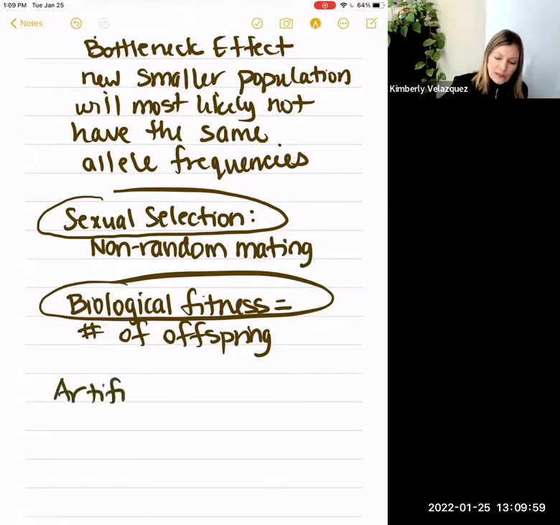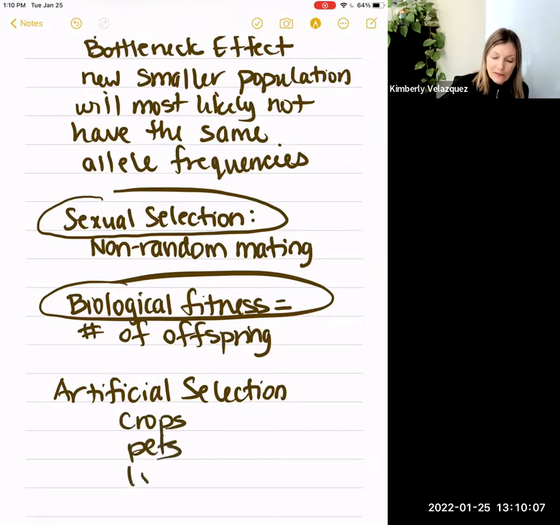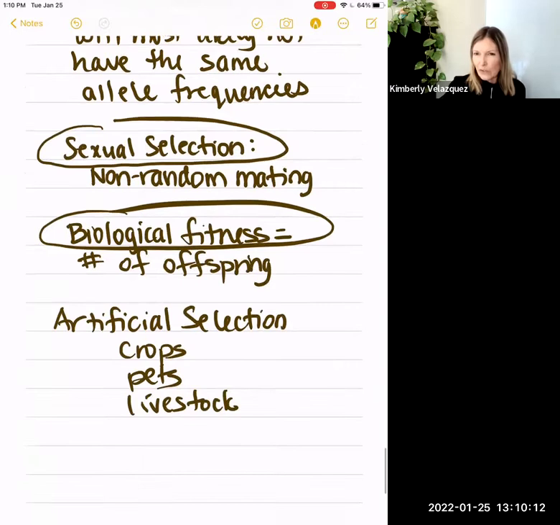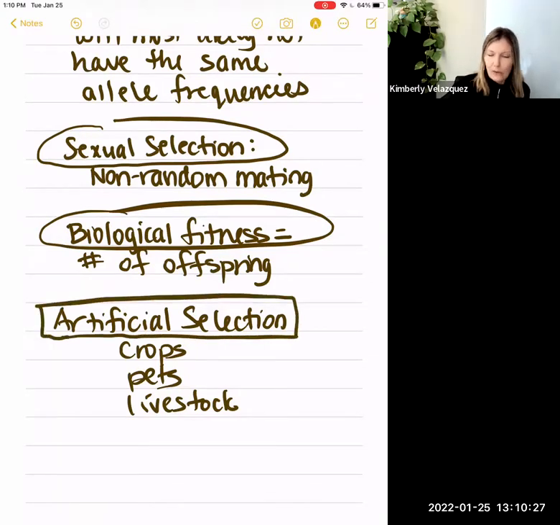Also, artificial selection is what we do as humans, where we select for specific traits in our crops, in our pets, in our livestock. And we decide which individuals are going to reproduce. So for our crops, we find those plants that have those desirable traits, and those are the seeds we collect, and then those are the ones that we use to plant the next generation. So we are selecting artificially which traits are favorable rather than the environment deciding that.